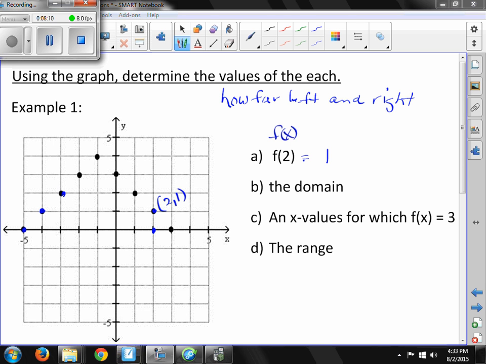Our third point has an x value of negative 3. Our fourth point has an x value of negative 2. This one is negative 1. X value of 0. X value of 1. X value of 2. And an x value of 3. So the domain would start at negative 5, negative 4, negative 3, negative 2, negative 1, 0, 1, 2, and 3.